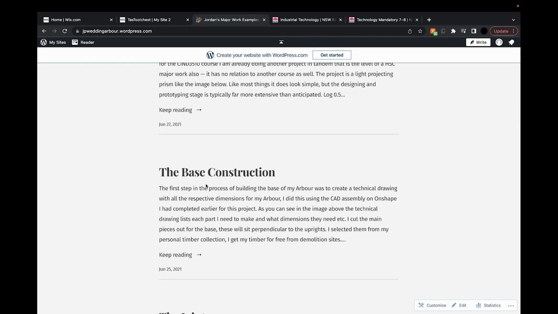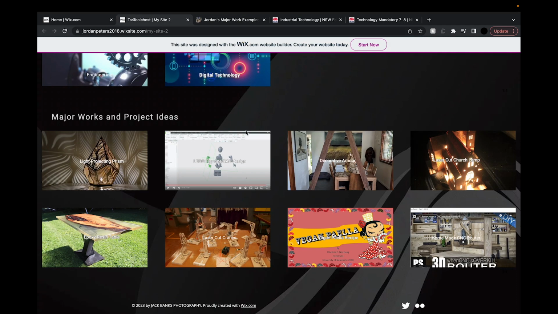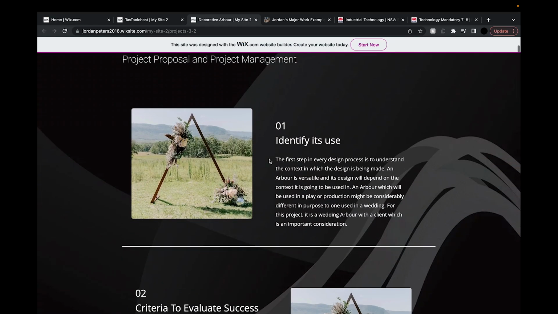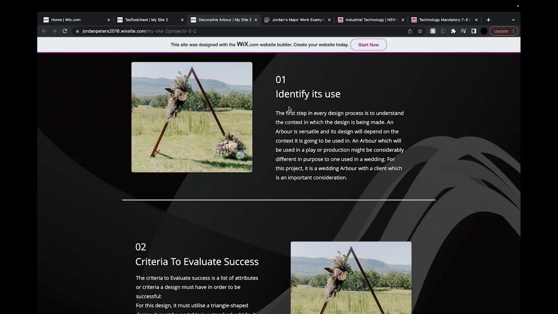That is basically a tracking of my progress within the blog of the arbor design. But I've also included within my website that I built in the decorative arbor tile, I've included the process as outlined by the syllabus in a folio format. So this is essentially the folio for my design, and then the physical product is the project.